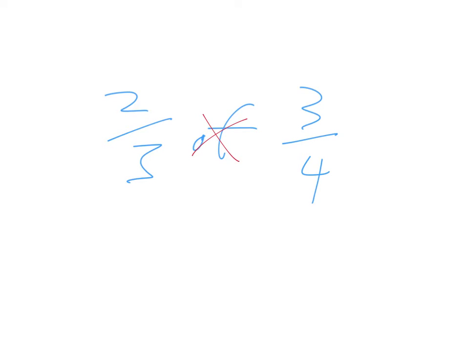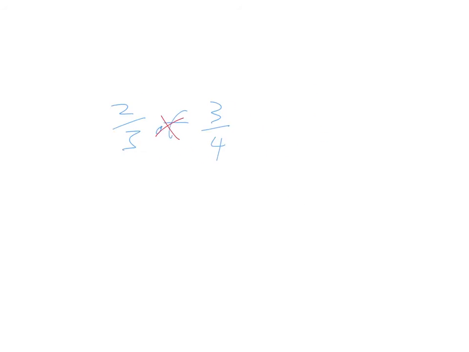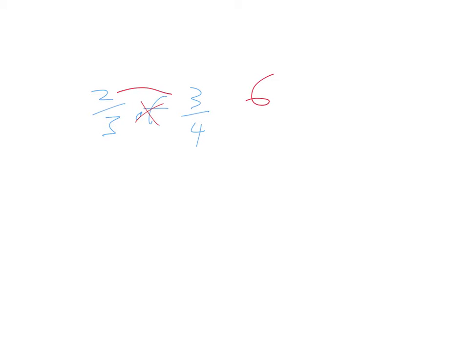Well, here's a trick. If you want to get to a simplest form fraction, I'll show you that by doing this one twice. The first thing is 2/3 times 3/4. You do 2 times 3, that's going to be 6, and 3 times 4, that's going to be 12. So you have 6/12. Well, we know that equals 1/2.